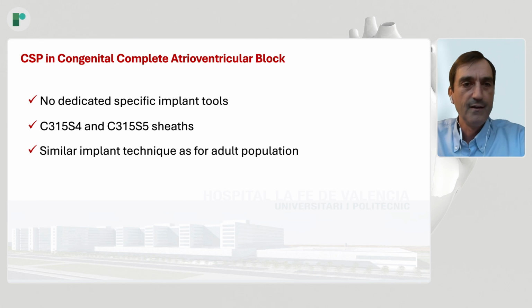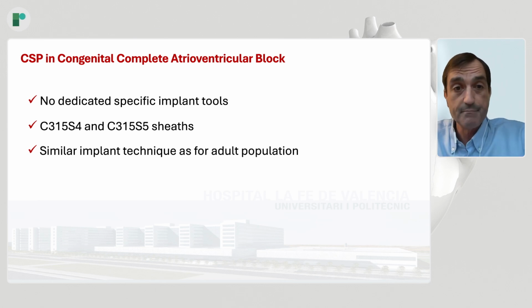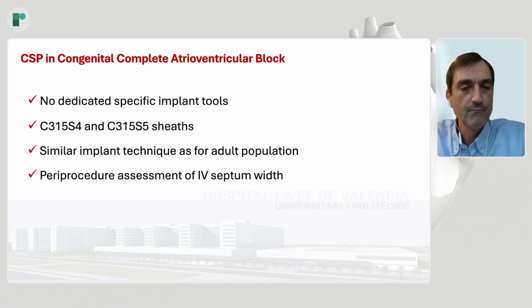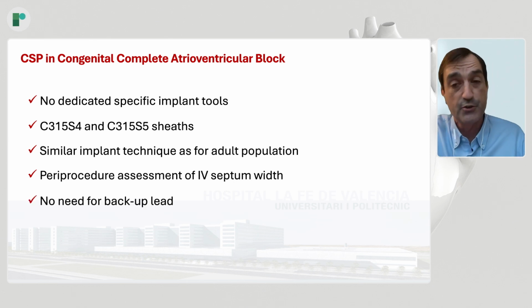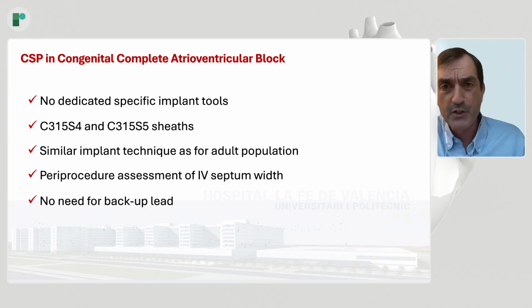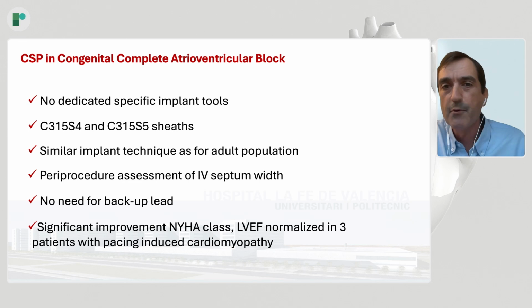The implant technique is going to be similar to the technique that we employ for the adult population. And it is advisable to have a peri-procedural assessment of the interventricular septum width in these patients. And typically, we don't need a backup lead for these patients with congenital complete atrioventricular block, because they usually have a very reliable baseline escape rhythm.